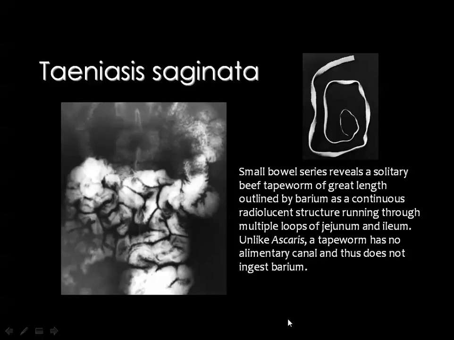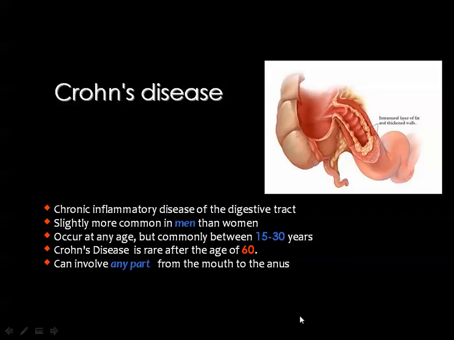One of the parasites also which can be seen in the small bowel is the Taenia saginata, and this worm is very long, as you can see, and if you look carefully here, you can see a linear filling defect extending through many of the small bowel loops, and it was proved to be due to Taenia saginata.